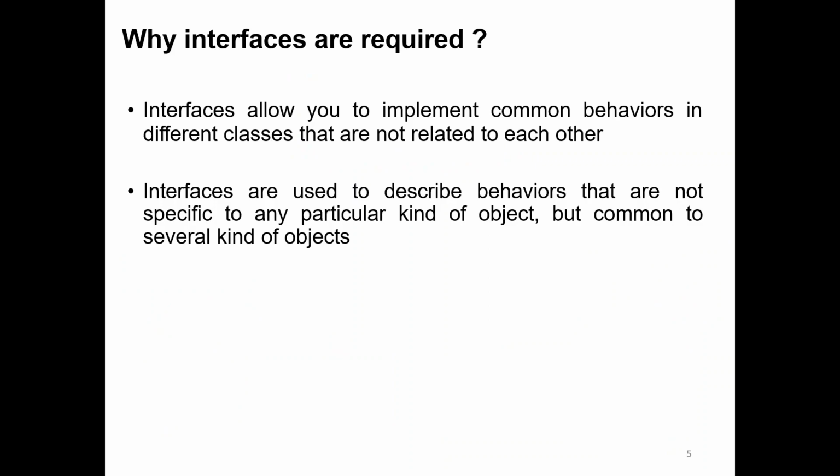So what is the purpose of an interface? With the help of an interface, you can have common behaviors in different classes that are not related to each other, right? This is the idea behind an interface. Whenever you have classes which are unrelated but share some common behavior, you can have an interface as the parent. An interface will only describe the behaviors that are not specific to any one object but common to several kinds of objects. So the interface merges unrelated objects together.